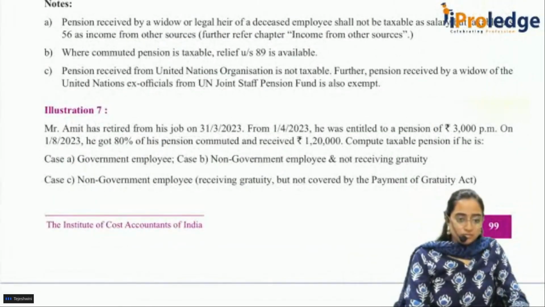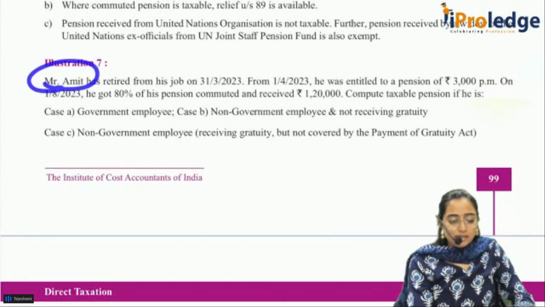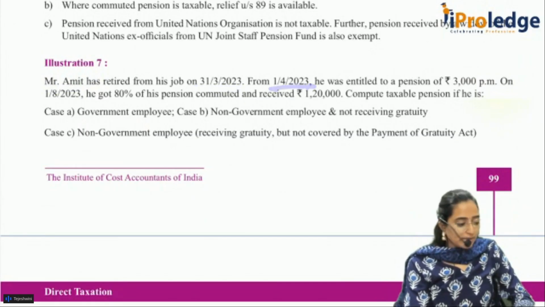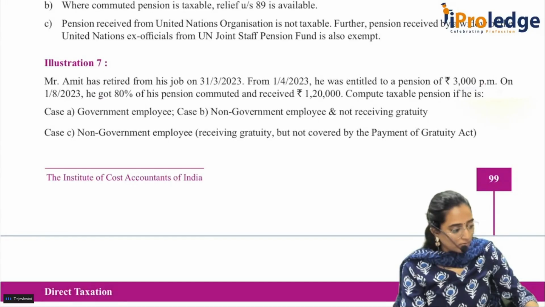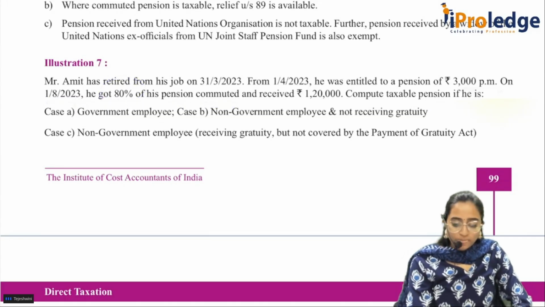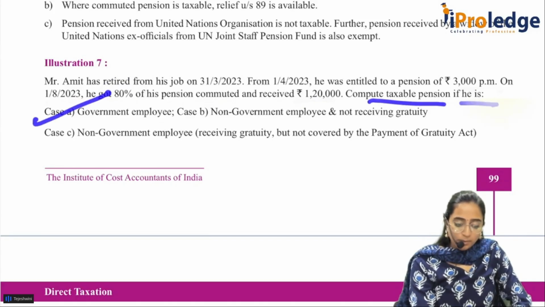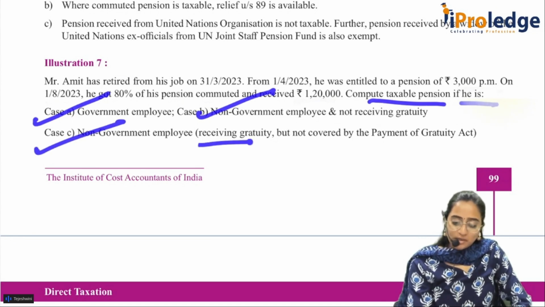Now, source CMA material. Mr. Amit has retired from his job on 31/3/2023. From 1/4/2023, he was entitled to a pension of 3,000 per month. Next, on 1/8/2023, he got 80% of his pension commuted and received 1,20,000. Compute the taxable pension if he is a government employee, non-government employee not receiving gratuity, non-government employee receiving gratuity.